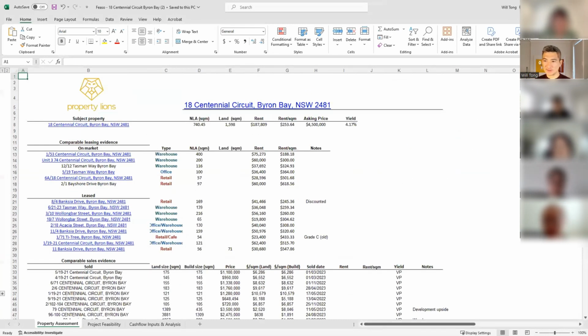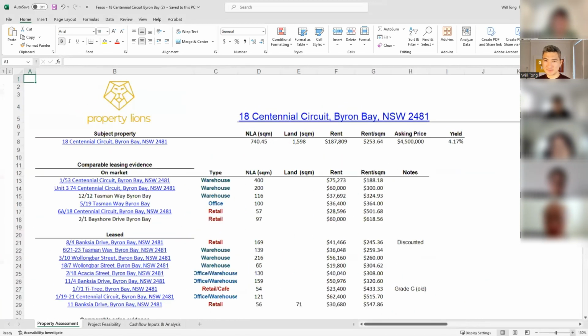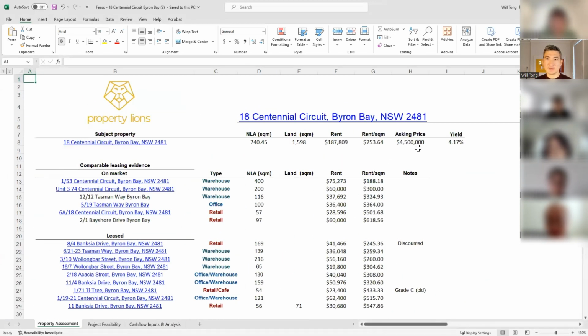Here's kind of what it looks like. I'm going to blow it up here. Okay, so that's the property. You guys can Google it if you want. That's the total square meterage of the building. That's the total land size. That's the passing rent at the time of purchase, which is really low, only $253 per square meter.